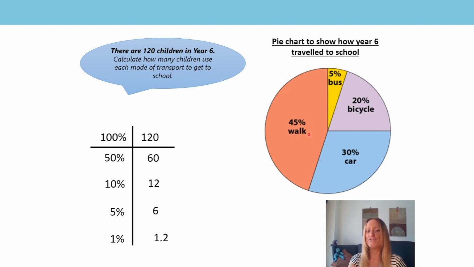Perhaps one of these might have said 49%. And then I'd have needed my 1%, wouldn't I, to subtract 1%. So make sure when you're writing your ratio table, you put the amounts in there that are going to help you to solve the problem.